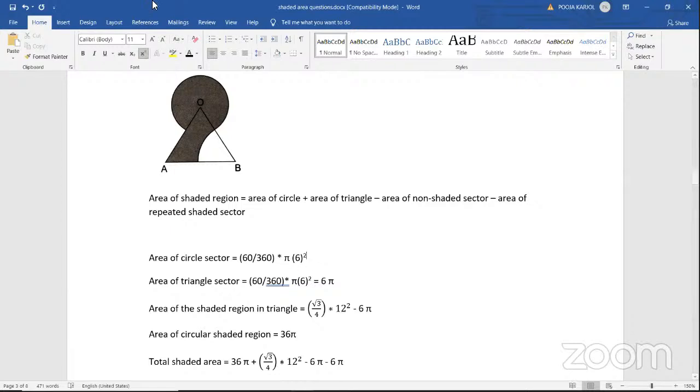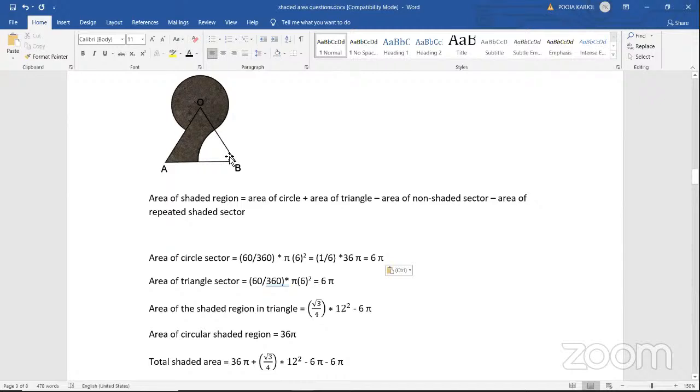So this one you'll get 1 by 6 into 36 pi. This will give you 6 pi. Okay, now area of the triangle sector.